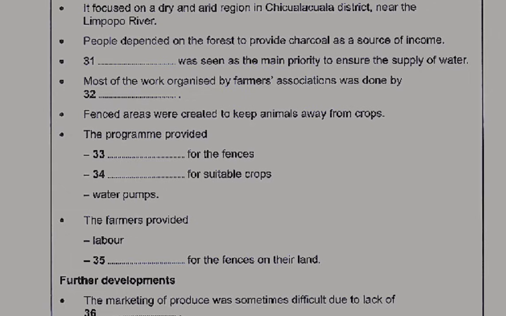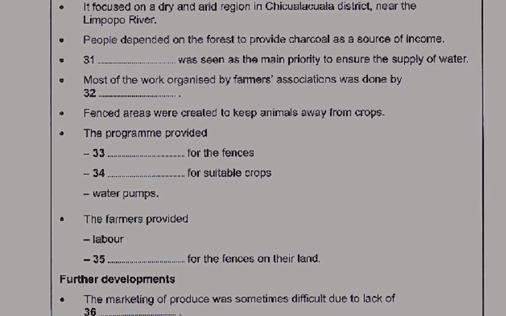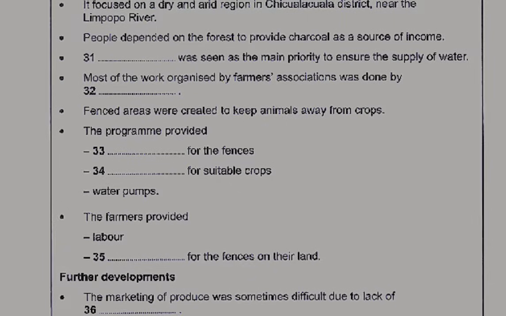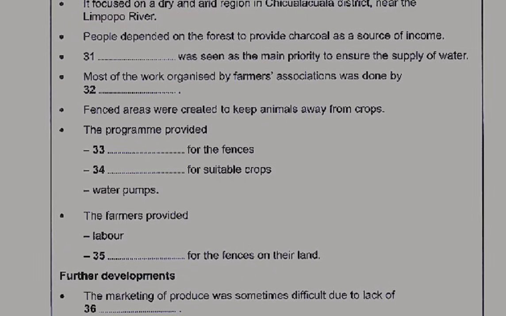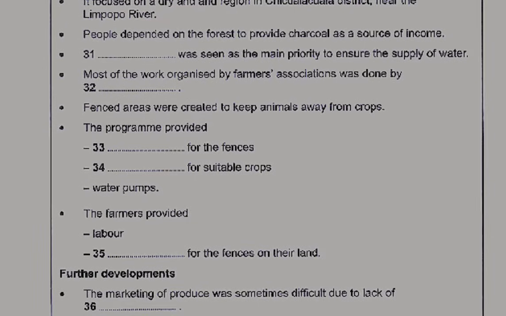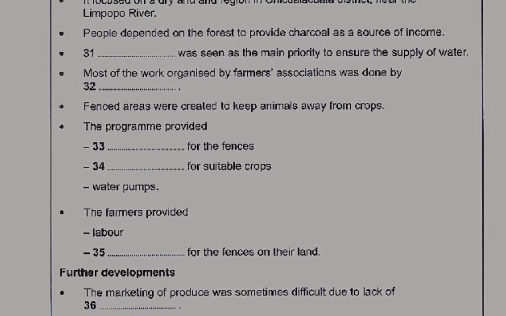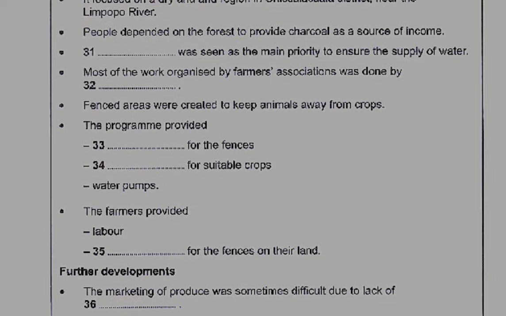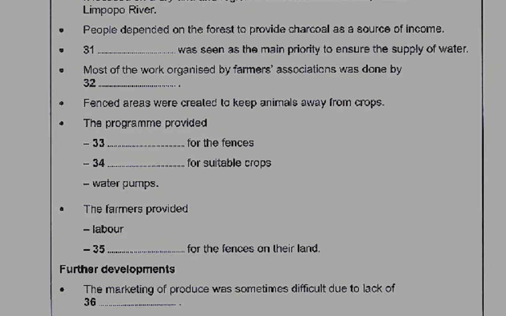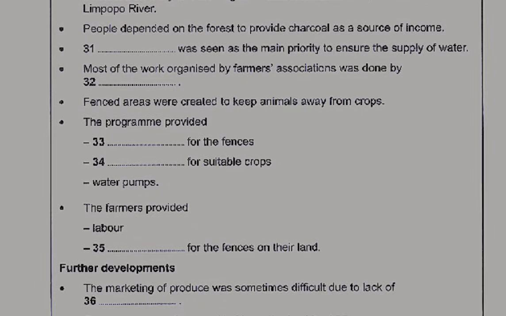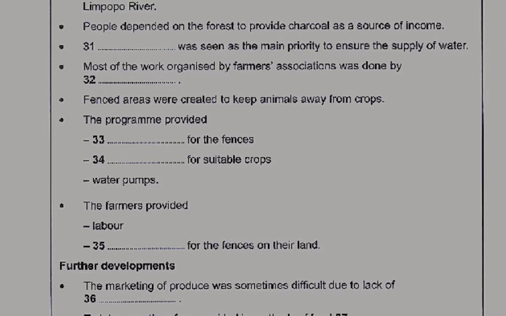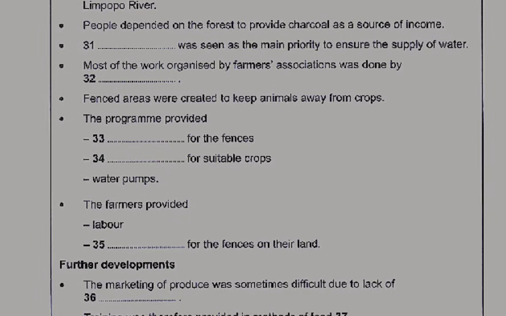It was decided that in order to keep the crops safe from animals, both wild and domestic, special areas should be fenced off where the crops could be grown. The community was responsible for creating these fences, but the program provided the necessary wire for making them. Once the area had been fenced off, it could be cultivated.